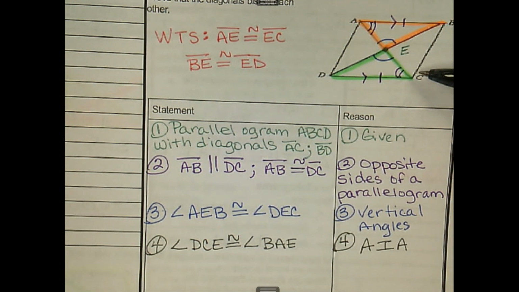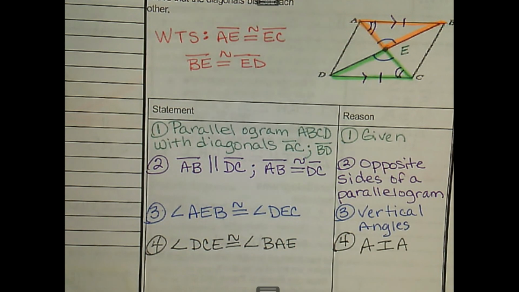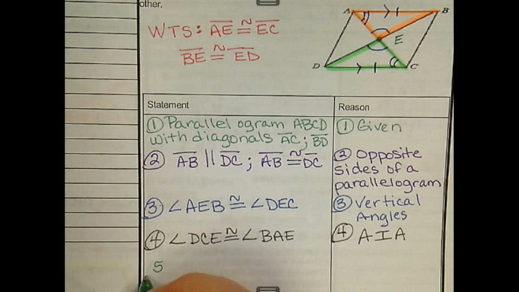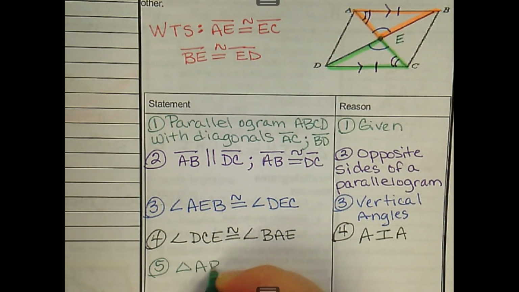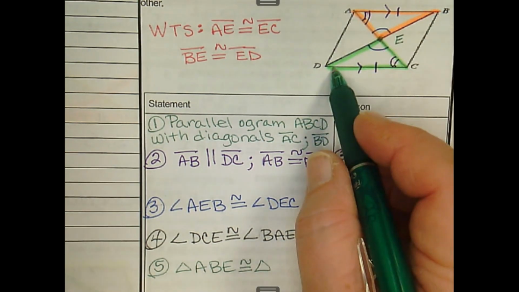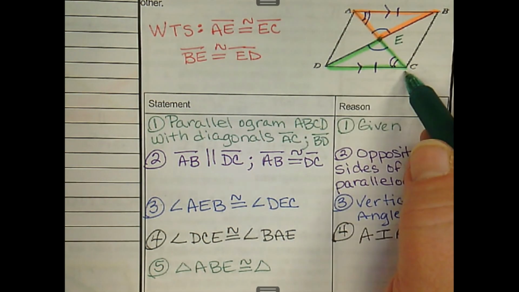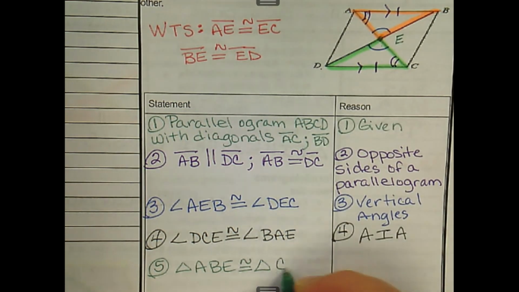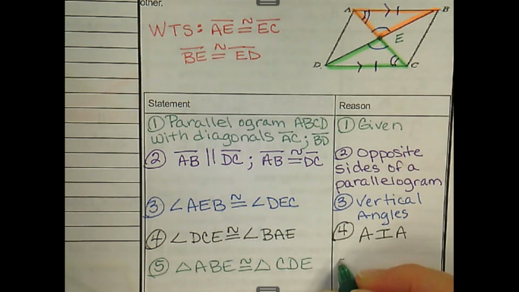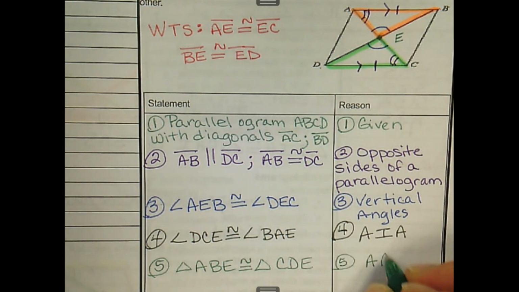Okay, I've got two angles and a side. Is the side located between those two angles? No. So this one would be angle, angle, side. Triangle ABE is congruent to triangle CDE, with A matching C and B matching D, and that is by angle, angle, side.